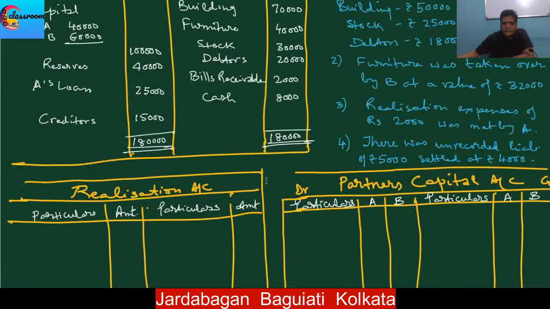Let us now follow the accounting entries one by one. First, we need to transfer the assets to realization account. So what will be the journal entry? Realization account debit to assets account. Asset is a debit, so when we transfer the assets, asset is credited. So the entry we pass is realization account debit to sundry assets. In the realization account, we write to sundry assets.